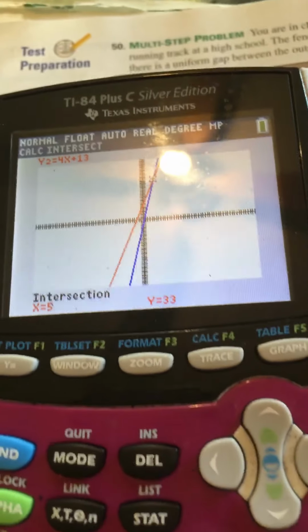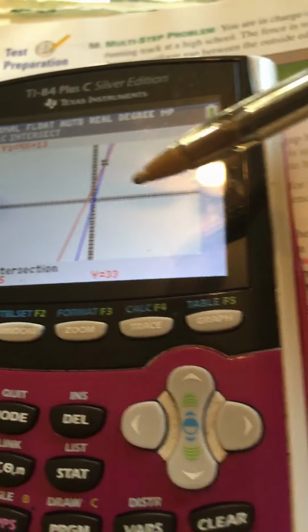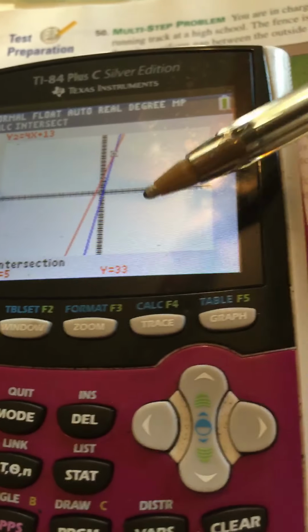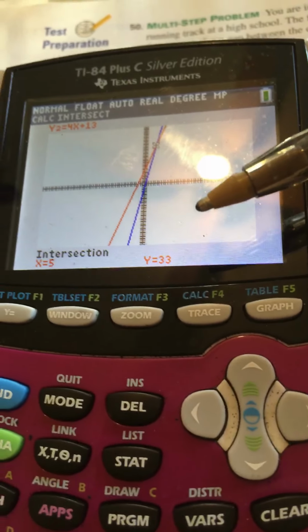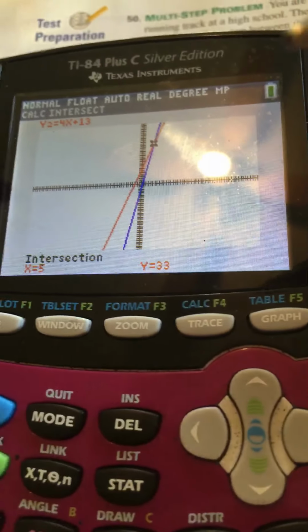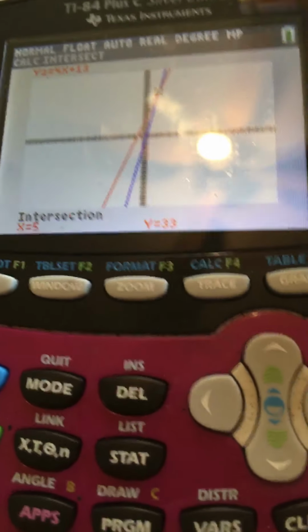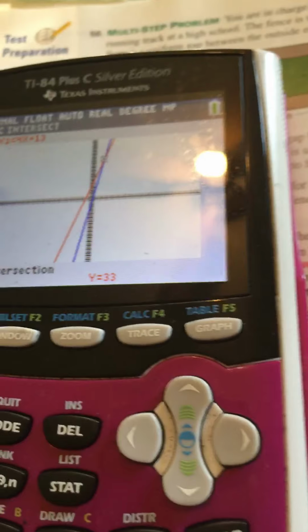I like the intersect feature better, but this is super, super important that you know how to do, because this is how you can use your calculator to solve for x. Your calculator does not solve for x. If you put in an equation, it doesn't do it unless you do one of these 2 methods.